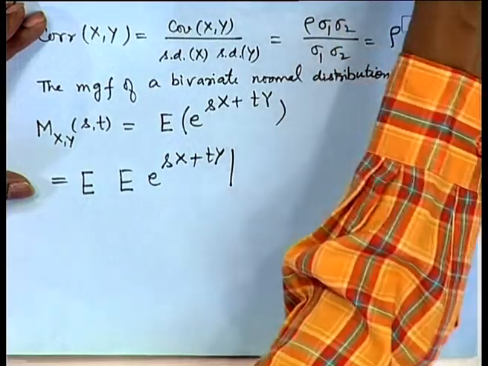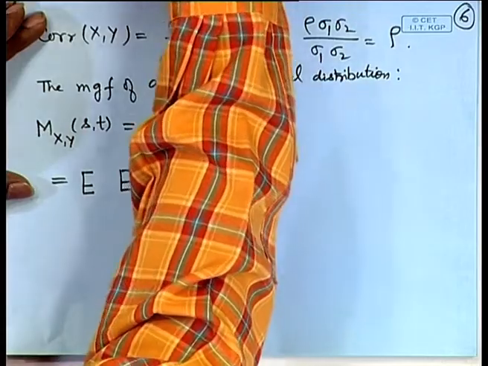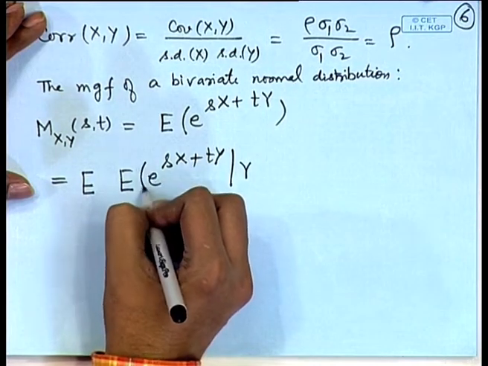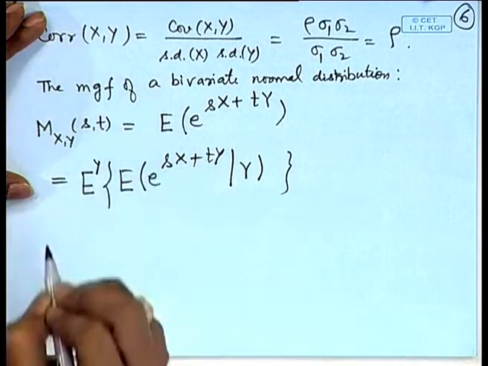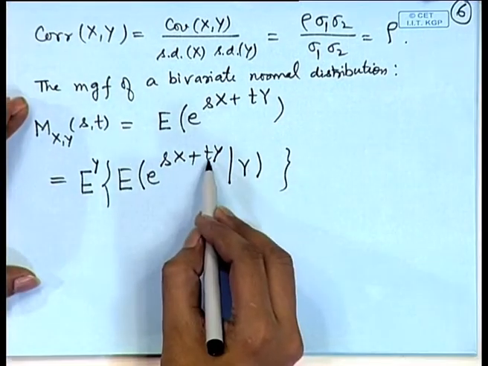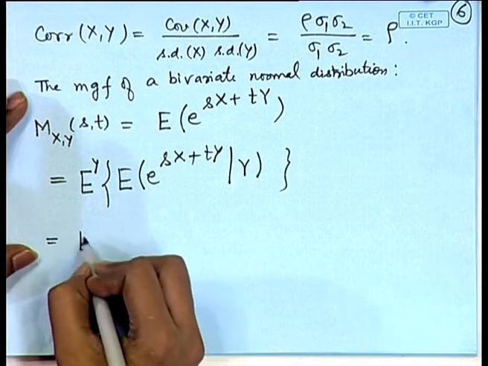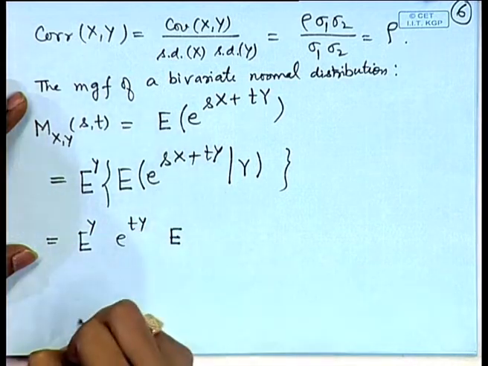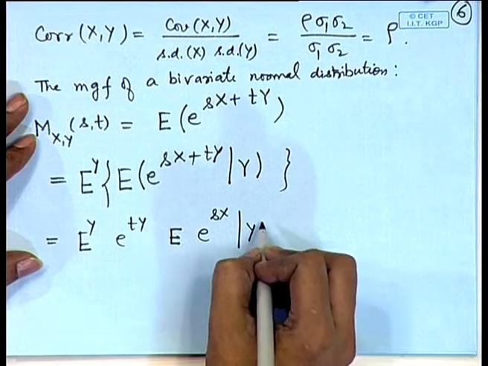in the previous one we have done the calculation using the conditional distribution of X. So, we can use the conditional distribution of Y here. Now, given Y, this e to the power tY term is fixed. So, we can separate it out and we are left with the expectation of e to the power sX given Y.